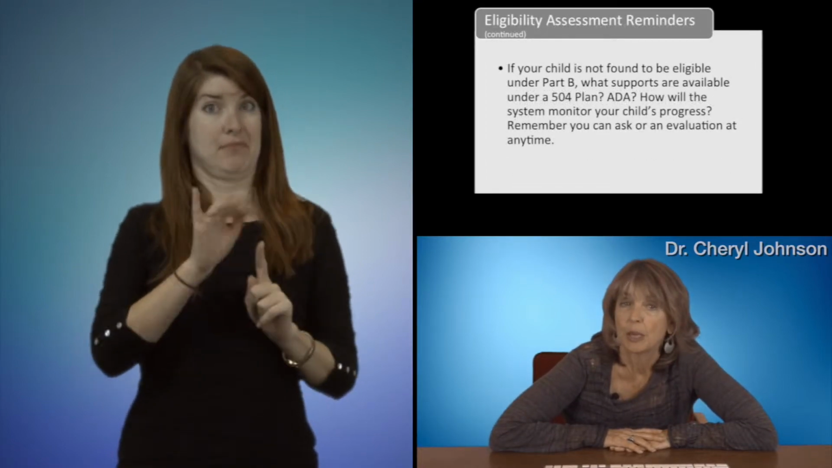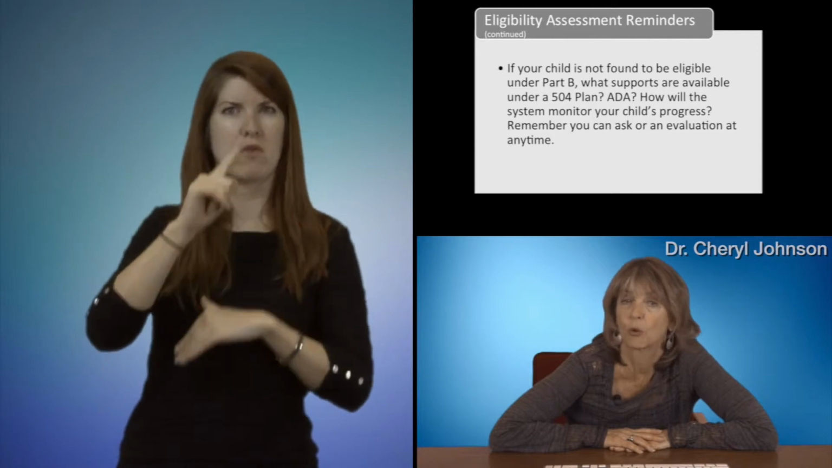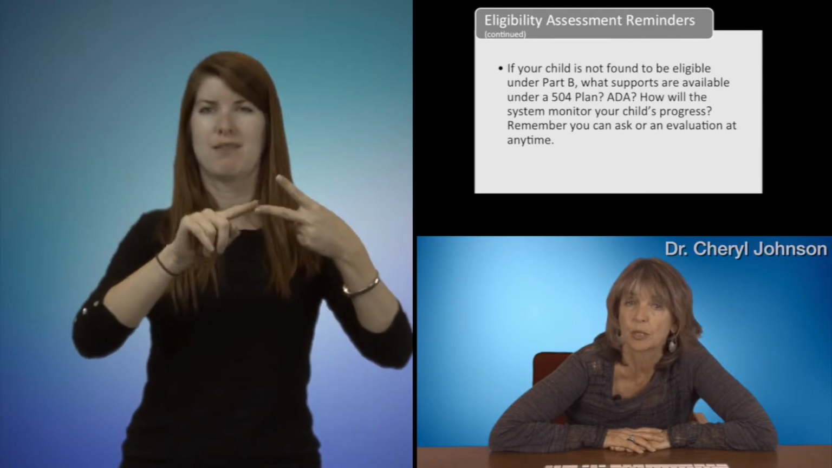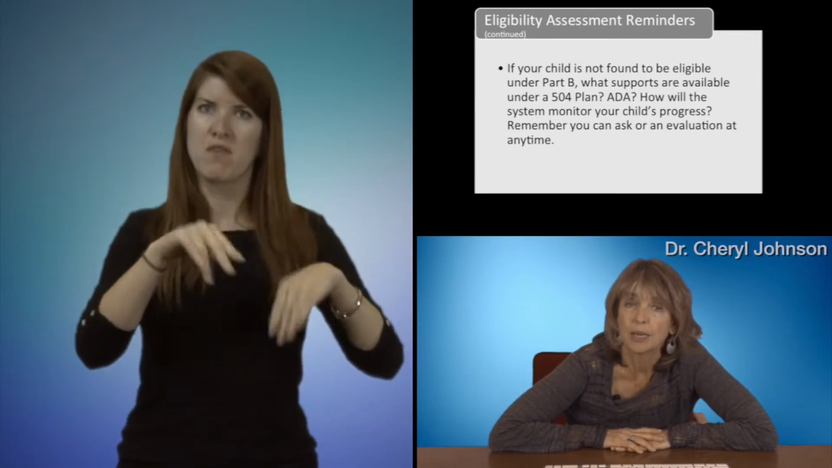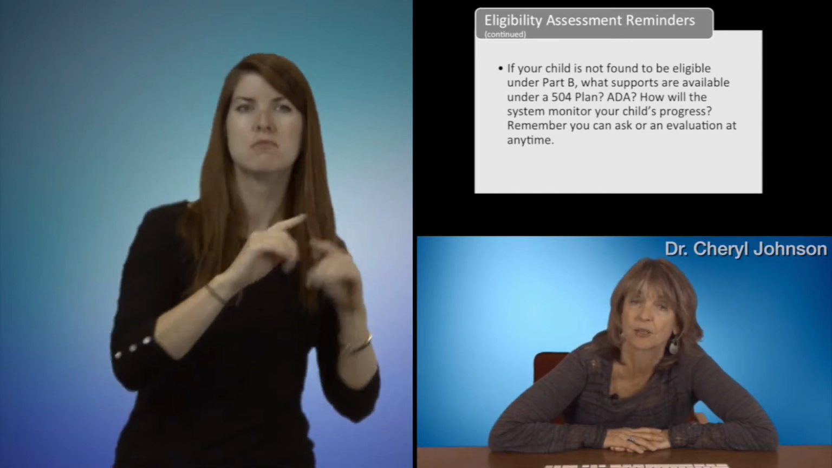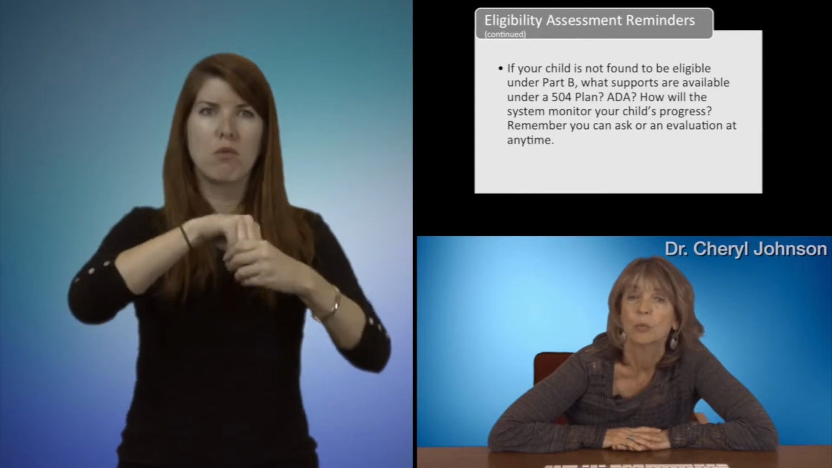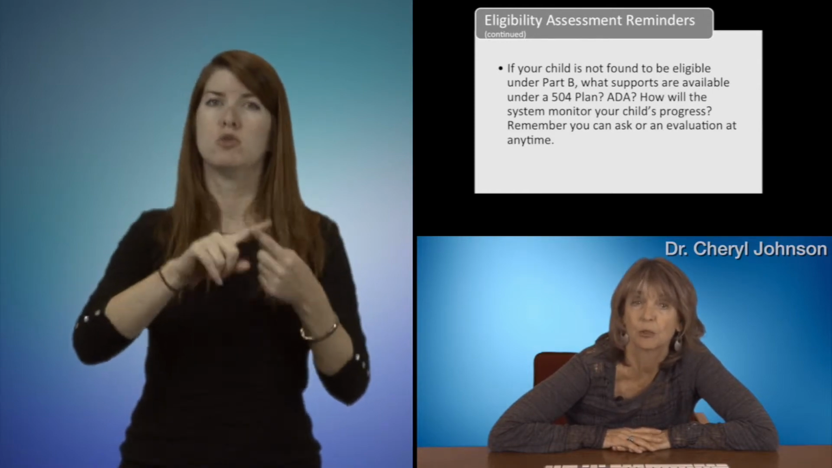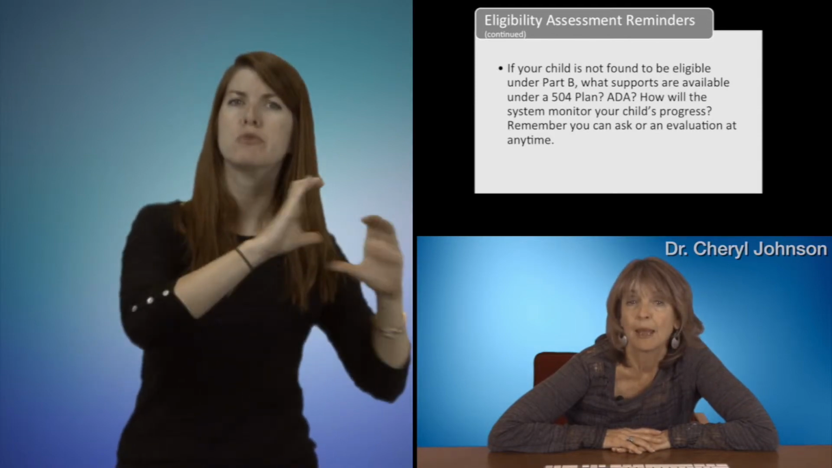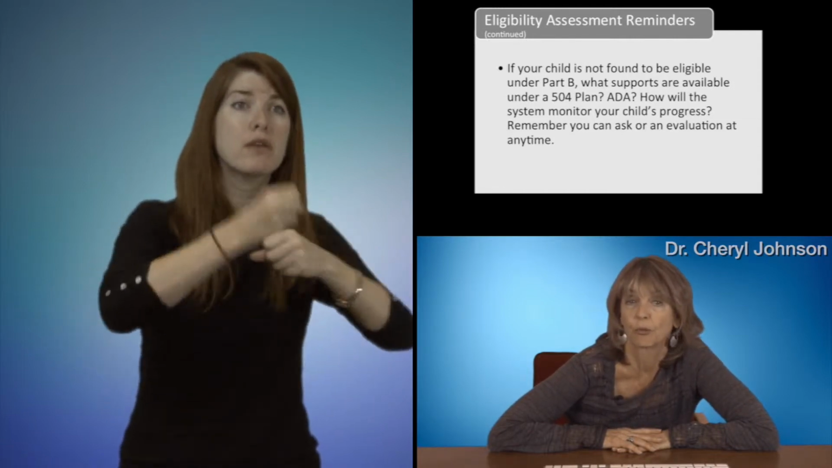If your child was not found to be eligible under Part B, you really have to ask what supports are going to be available for you under a 504 plan or under ADA. There's a system in place for both 504 and the Americans with Disabilities Act that provide accommodations, which I think is sort of like leveling the playing field, but accommodations so your child can actually access their instructional program. So we want to develop a 504 plan that includes those accommodations. We need to look at ADA around effective communication and defined as effective as typically hearing children communicate. And we need to make sure that there's some mechanism in place that monitors your child's progress, either during the year or from year to year.